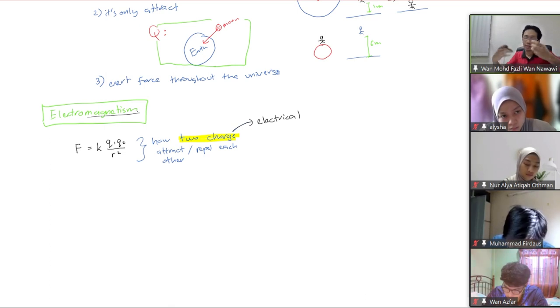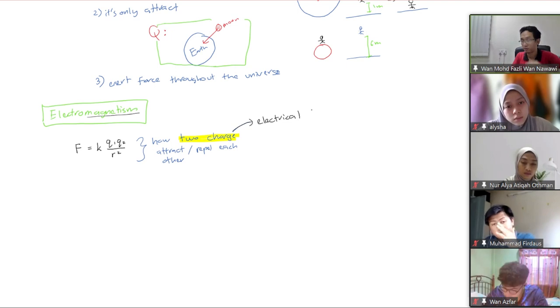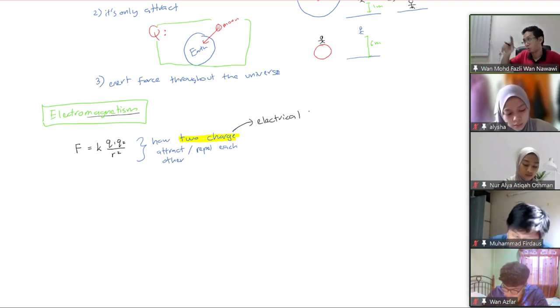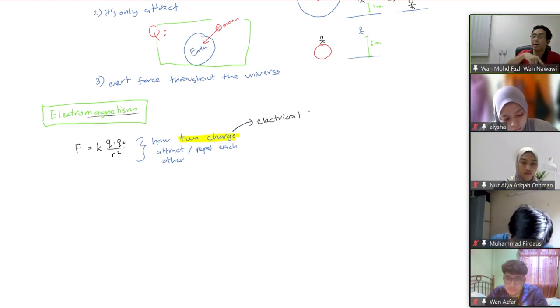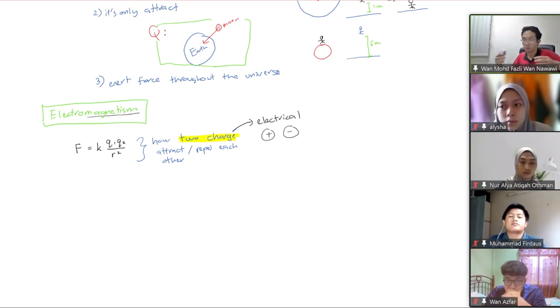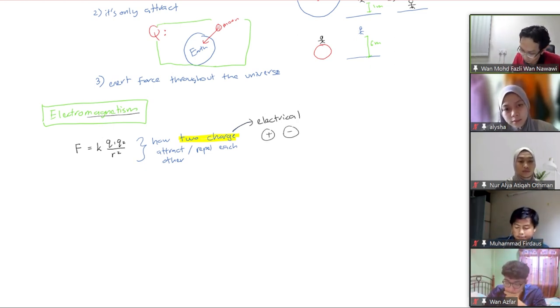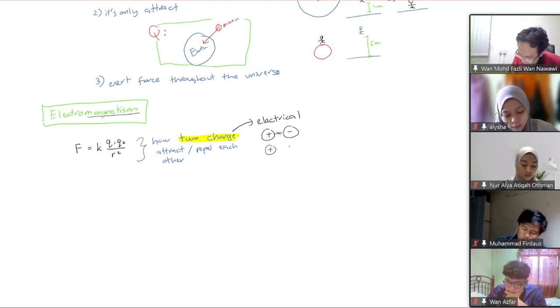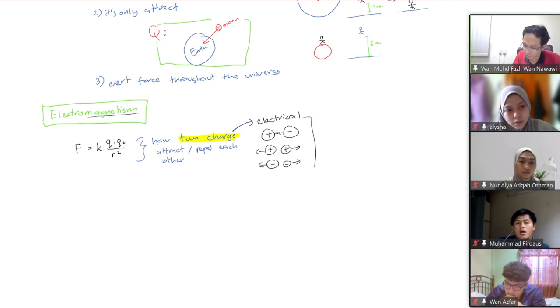Because we know the electrical force happens because of the movement of electrons from one end, the positive end, to the negative end. So electrical charge occurs because you have positive and also negative charge. You have this attraction, and you have this repulsion. So this is electrical charge.